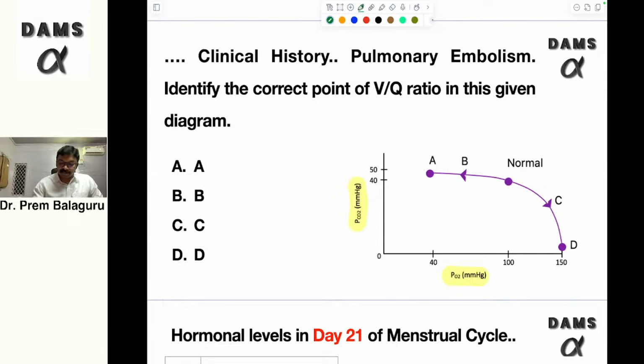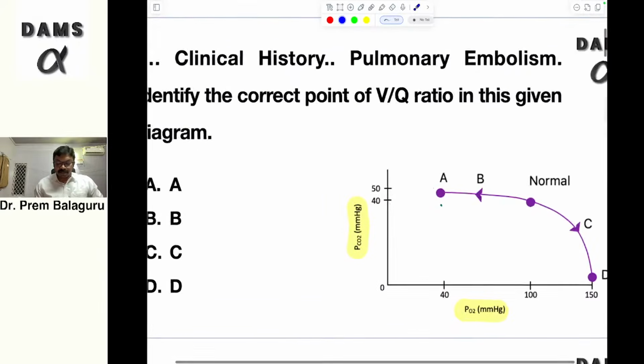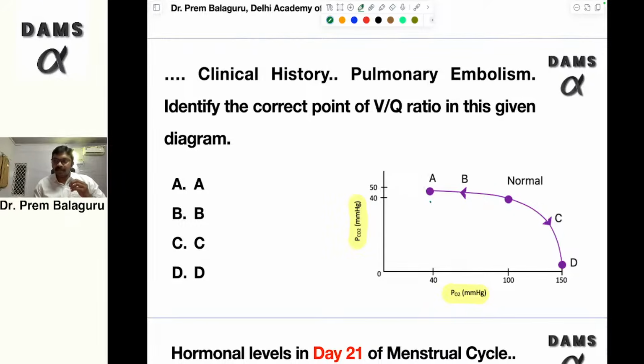Since the topic is all about pulmonary embolism, we got to identify at what point the graph indicates pulmonary embolism. Is it point A, point B, point C, or point D? Normal is already given in the image itself. Now we are supposed to pick the right point in this graph. Let's first get the answer, and then keep understanding why a certain point is the right answer. It is going to be point D. Point D is the right answer for this question.